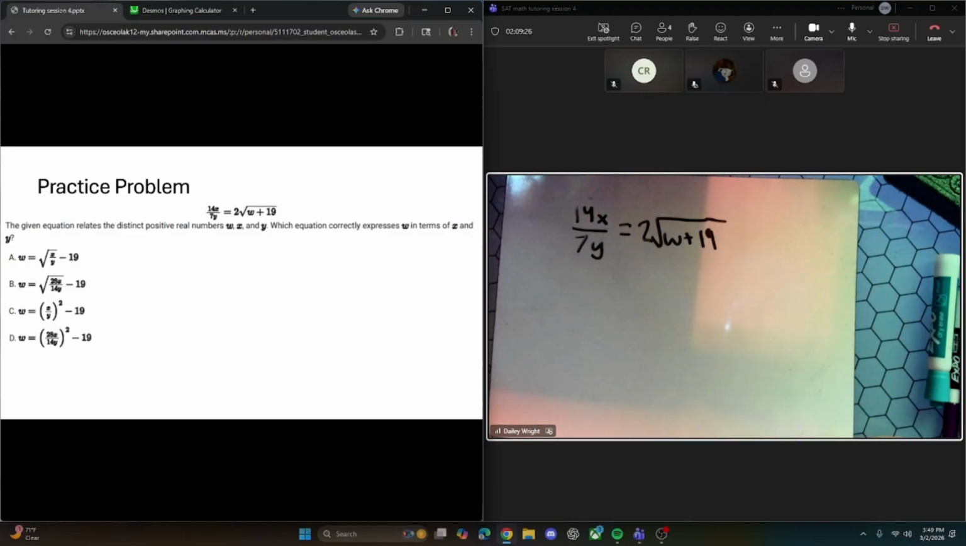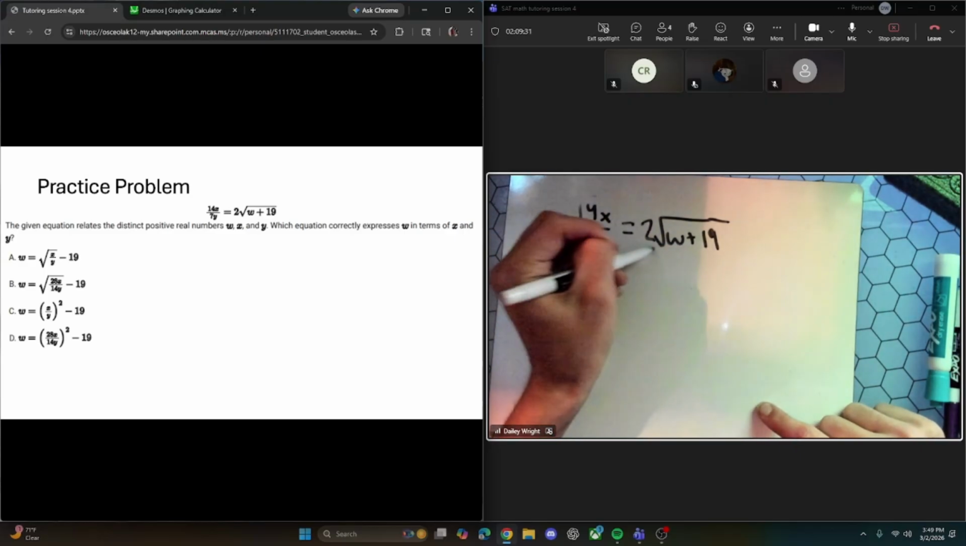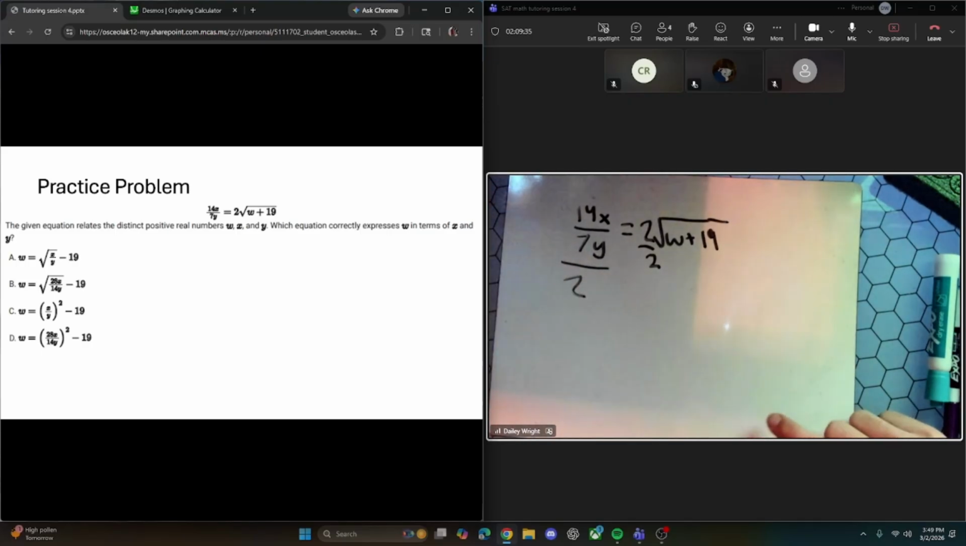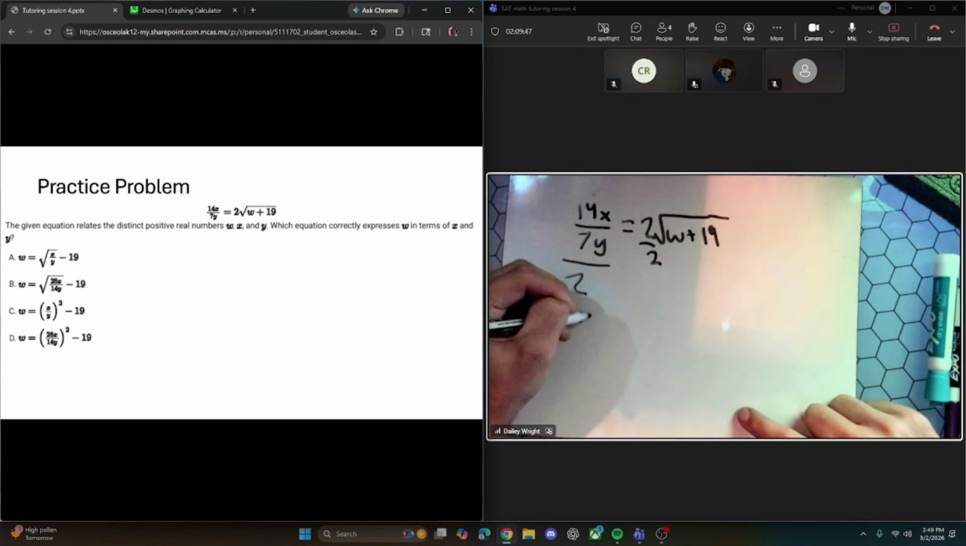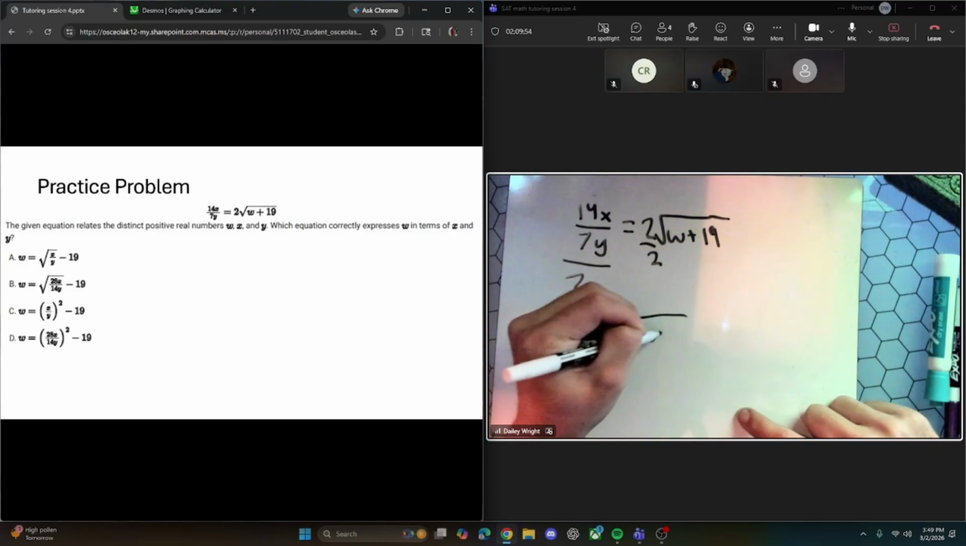Well, the first thing I want to do if I'm getting w by itself is this 2 right here needs to go, because when I square both sides, that 2 being there is going to not work out well for squaring, and it's going to be really annoying. So if I simplify this, it's 14x over 14y equals root w plus 19.